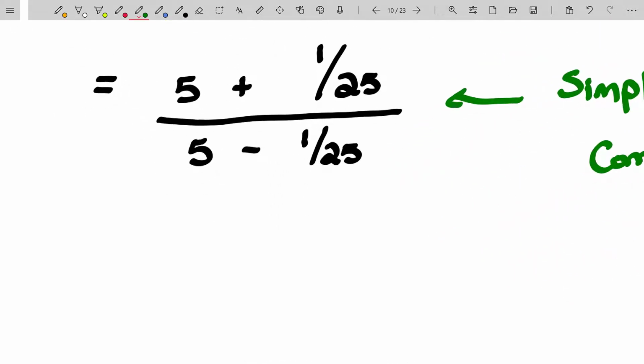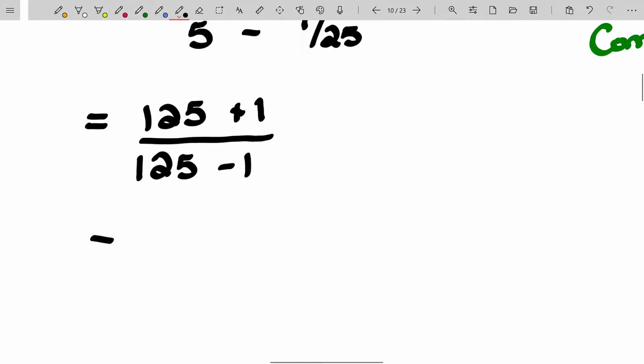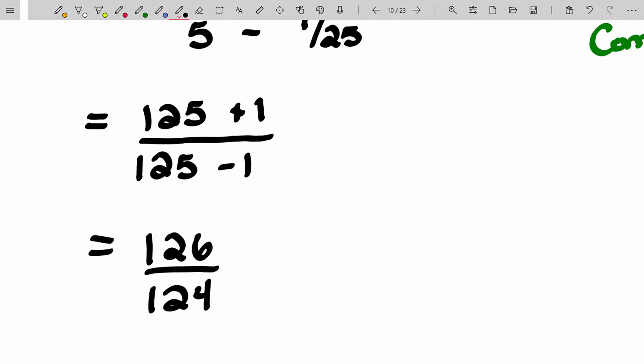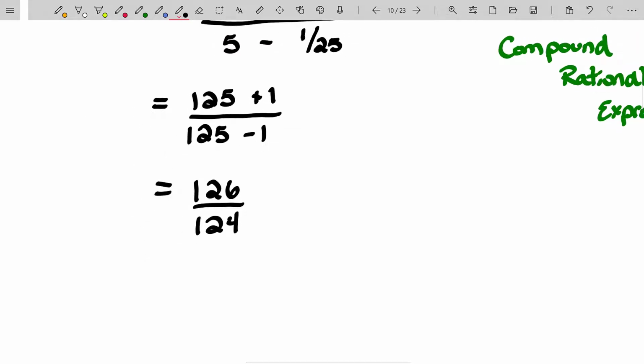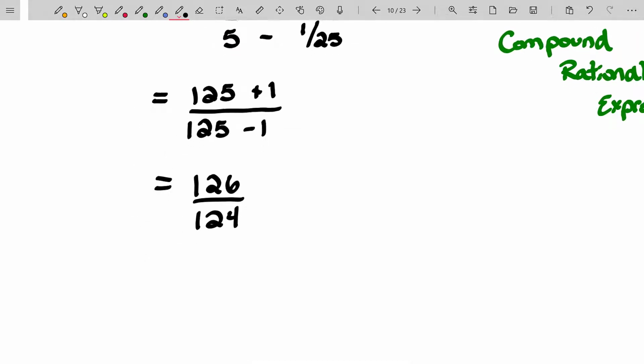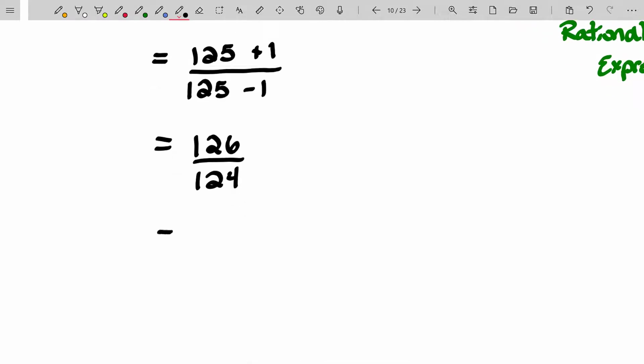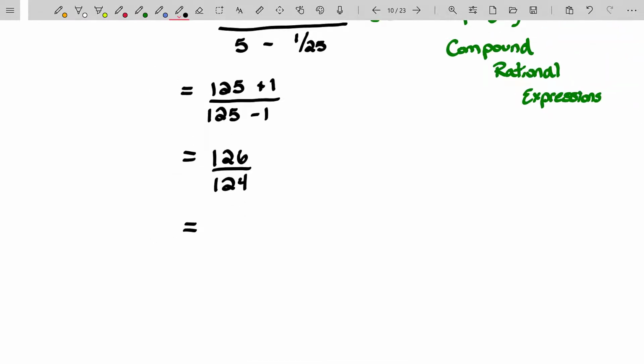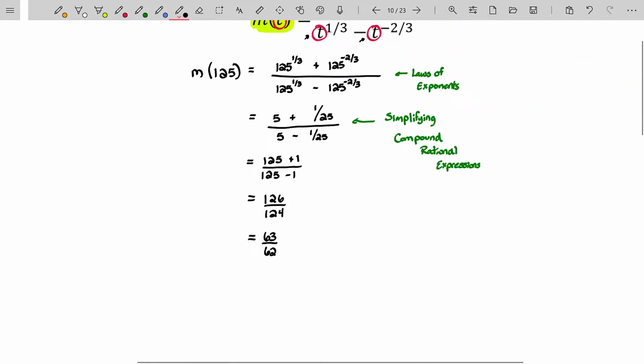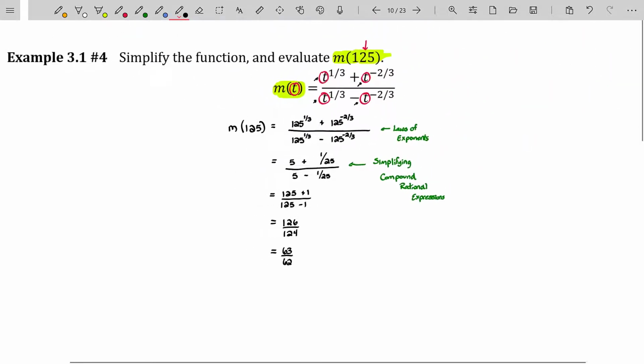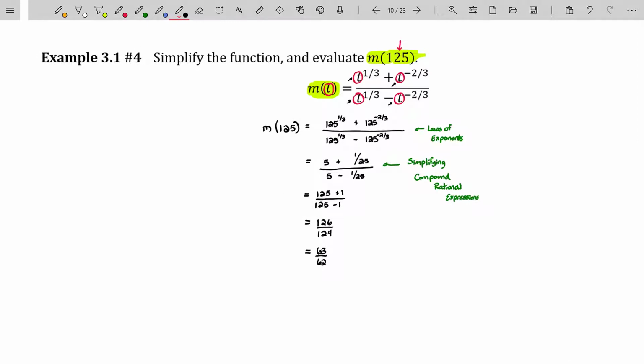I'm going to go ahead and simplify this by multiplying both numerator and denominator by 25. And we get 126 over 124. And actually what you should do at this point is simplify this fraction, because that's a prerequisite to whatever course you're currently in. So I just divided both numerator and denominator by 2. And that's it. That's as good as it gets. So that's us evaluating that function at 125.